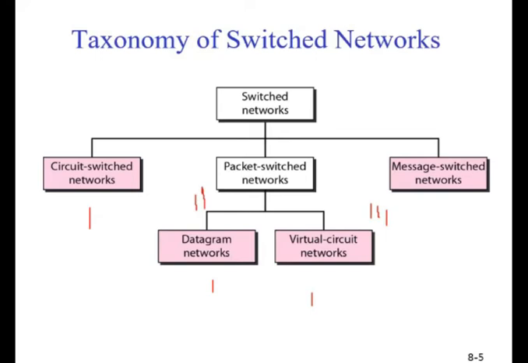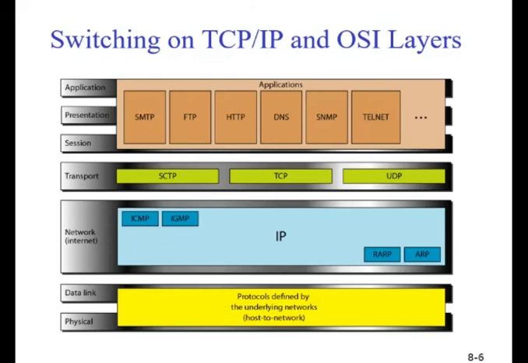In this chapter, we'll discuss only circuit switch and packet switch. Message switching is more conceptual than practical. We will touch on message switching a little bit, but as we already know, this method is already cast out, so it doesn't matter, but we will discuss it. So let's talk about the switching on TCP/IP layer and OSI layer.